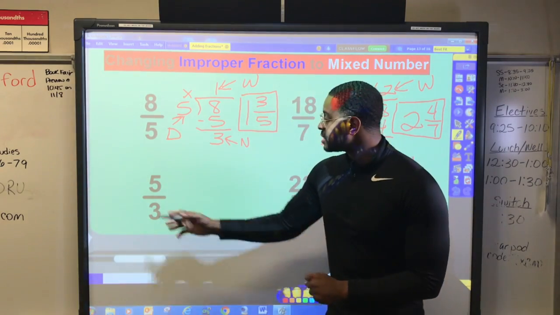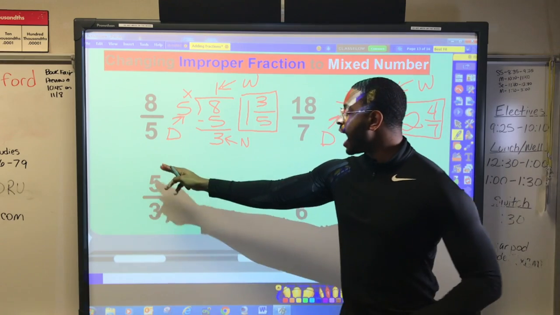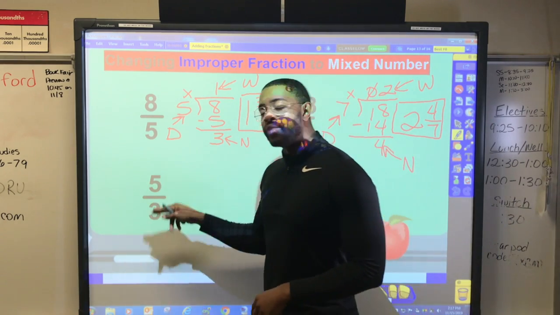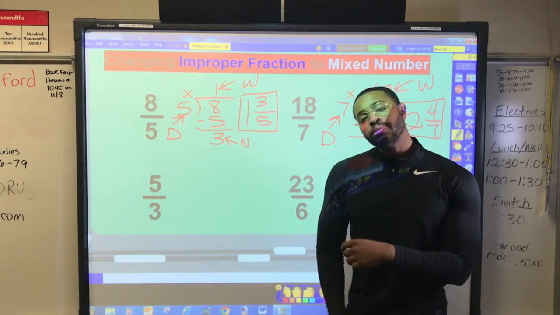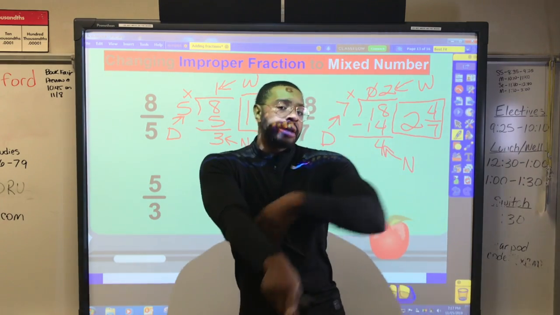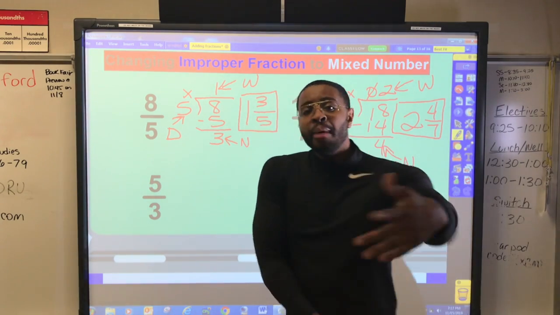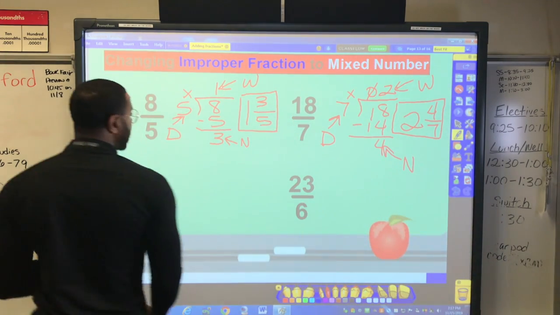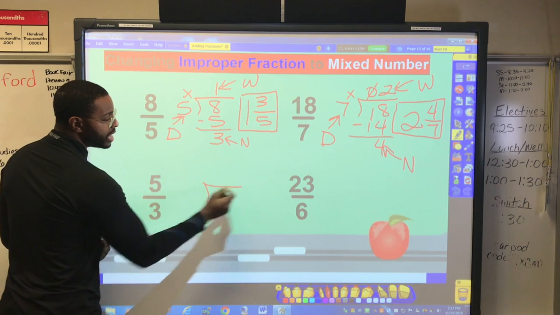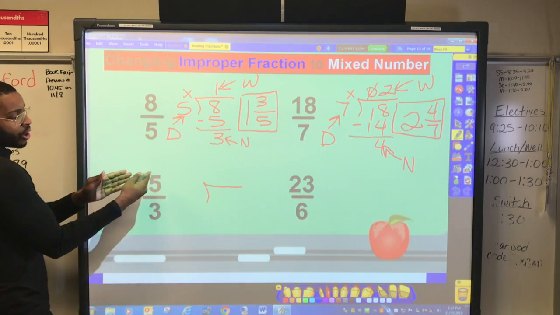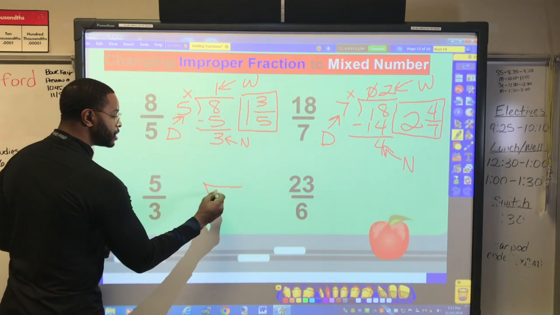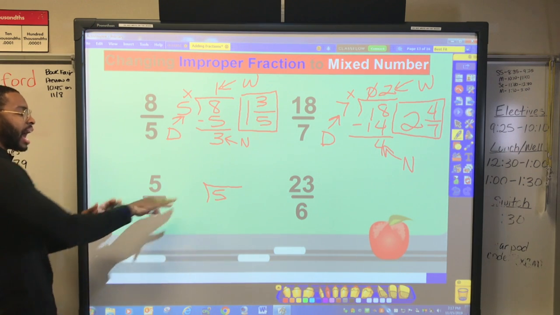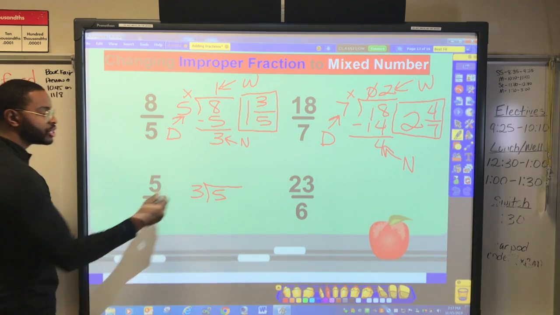So let's look at this example here. I have 5 divided by 3. 5/3. And I'm going to say top in, bottom out, top in, bottom out, top in, bottom out. So let's go ahead and divide this problem. I have my division symbol, and I know that the top goes inside of the division symbol, and the bottom goes outside of the division symbol.